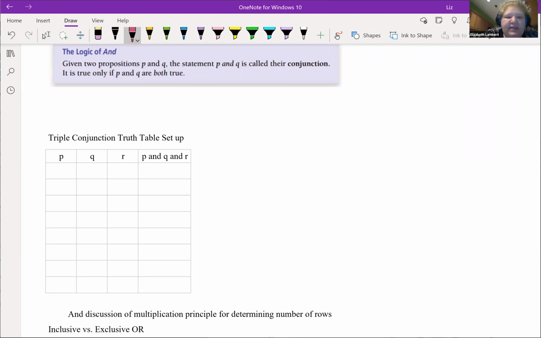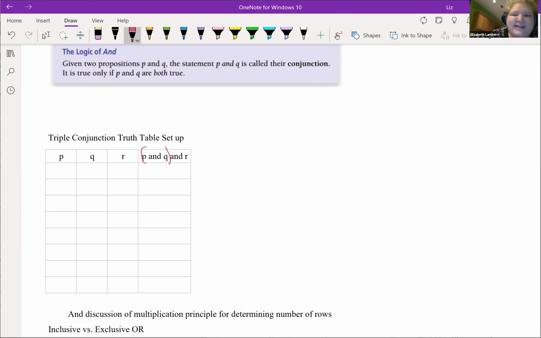So it's true only if P and Q are both true. Now, triple conjunction, when it's all the same connector, and, we don't have to consider the order. It all applies together. But if there's ever an and an or, then we have some parentheses around it for the ordering. It is totally fine to sketch those in if it helps you think about it. So you figure out what P and Q is, and then you figure out what that is with R. We're just going to do it all at once because it's only true if they're all true.